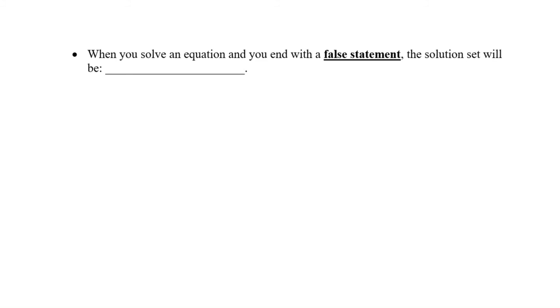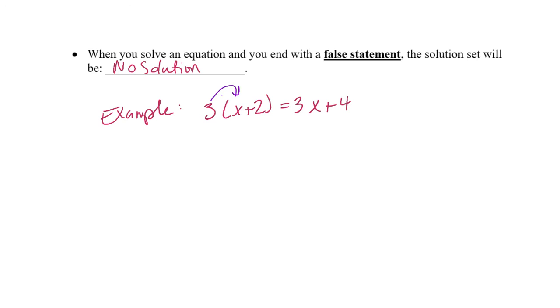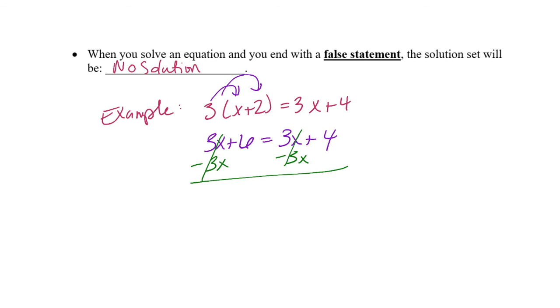When you solve an equation and you end with a false statement, the solution set will be no solution. An example. 3 times (x plus 2) equals 3x plus 4. Distribute. Subtract. 6 equals 4, which we know is not true, so no solution.